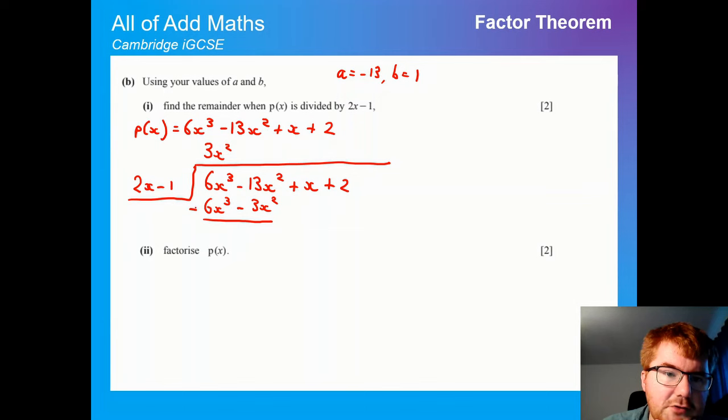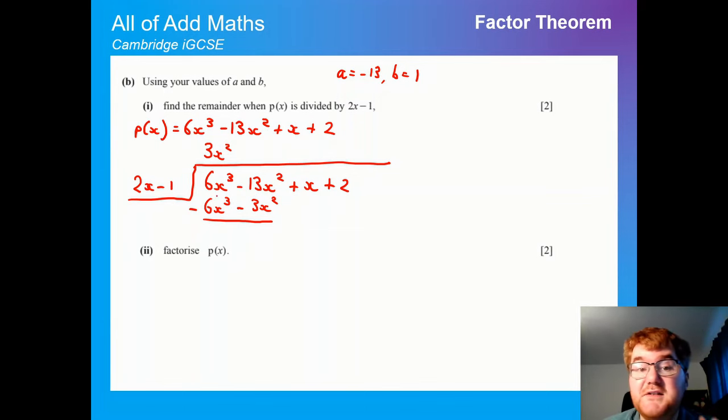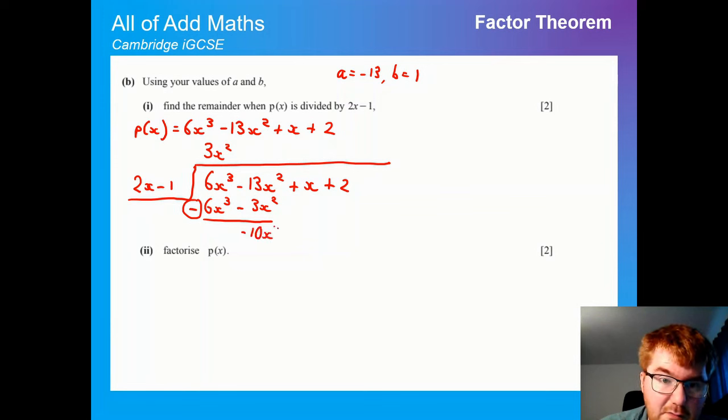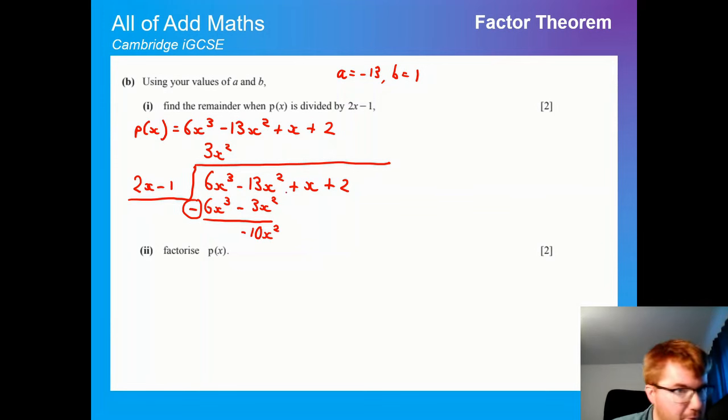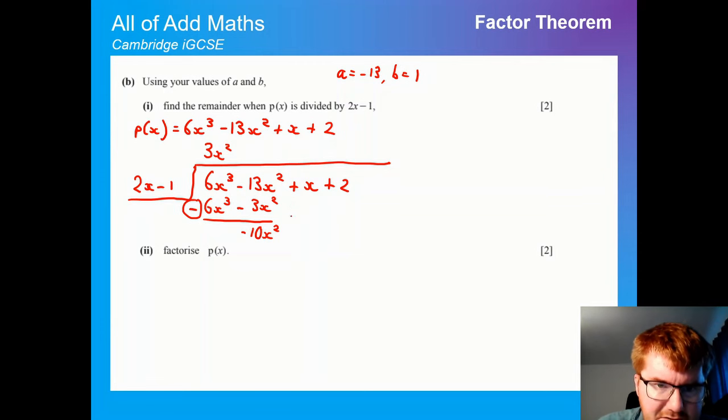Now we're going to subtract one from the other. The whole point of this process is that first term does disappear. But be careful with the next part here, which is minus 13x squared minus 3x squared. Remember, two minuses make a plus next to each other. So that's going to give us minus 10x squared. Be very, very careful when you do this. So we're going to drop the plus x down here and then do the same process again.